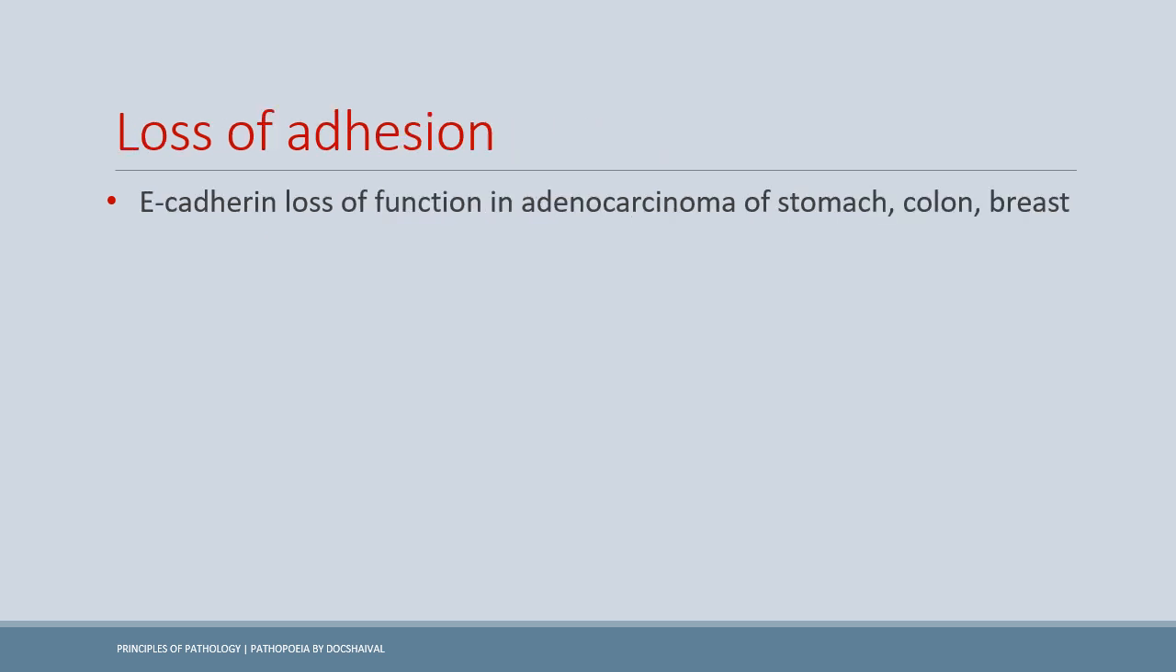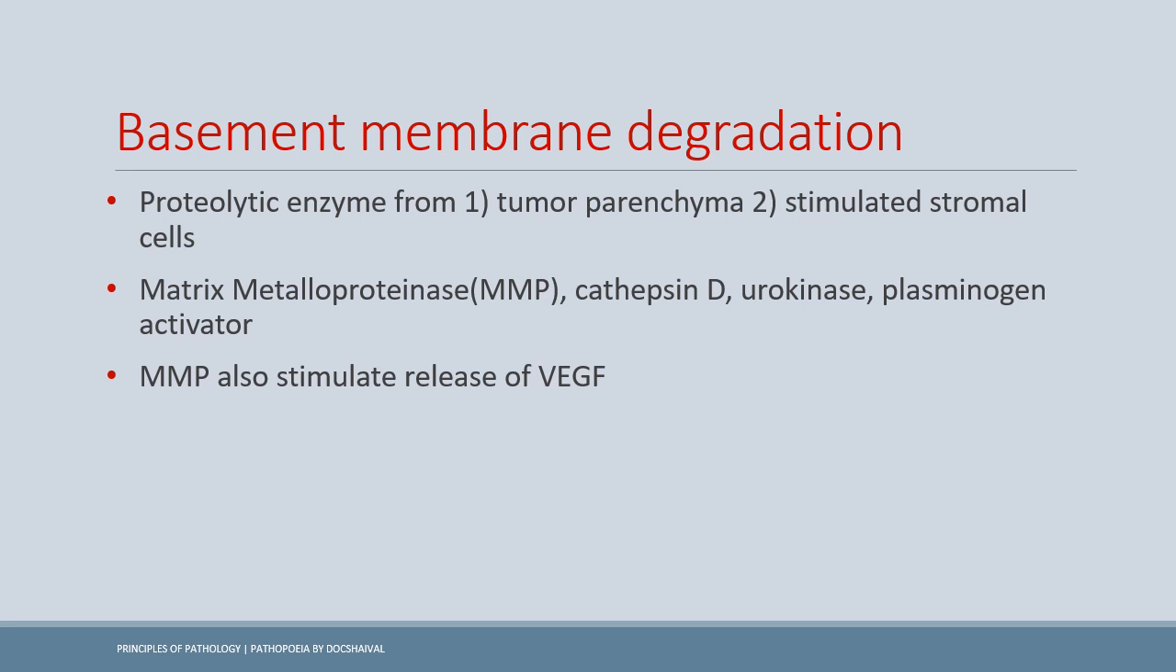So there is loss of adhesion. Recall the adhesion is because of E-cadherin. One of the important ones is E-cadherin, and the loss of adhesion because of the loss of E-cadherin activity is linked with adenocarcinoma of stomach, colon, and breast. Secondly, the tumor cell, after losing the adhesion, must degrade the basement membrane.